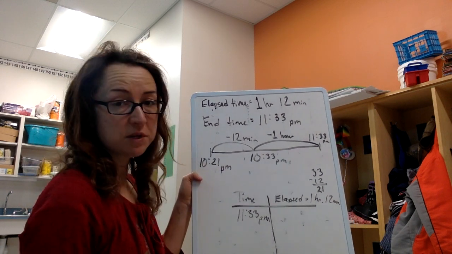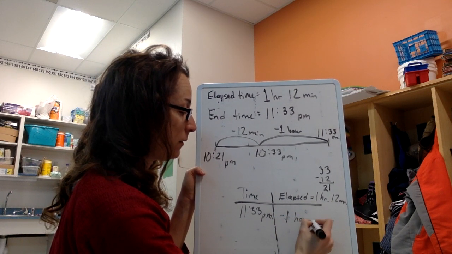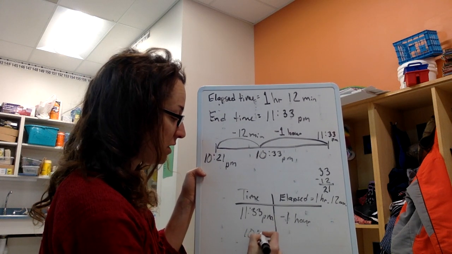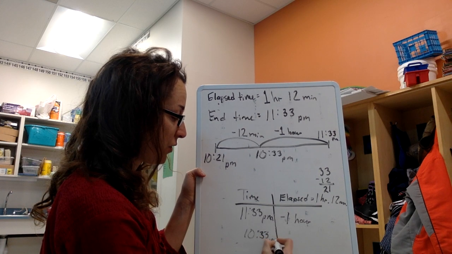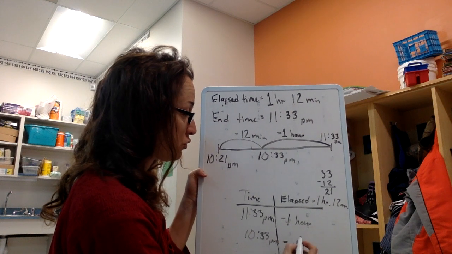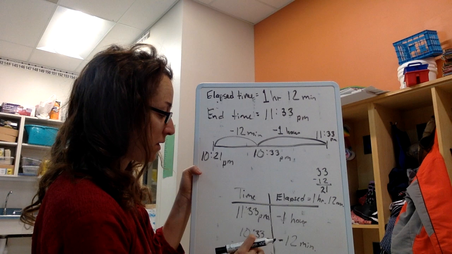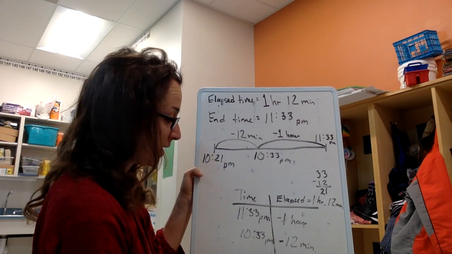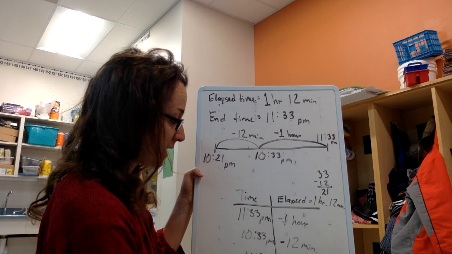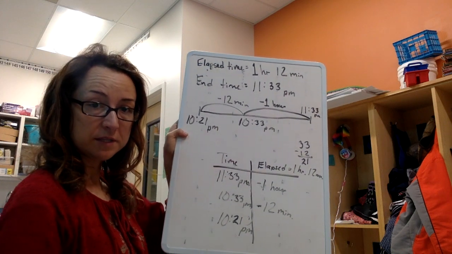So first I'm going to focus on my hour. I'm going to say minus 1 hour. I'm going to think about that and I'm going to subtract. I have a new time of 10:33 p.m. because I've just focused on that hour. Now I'm going to subtract 12 minutes. And I'm going to subtract just from my minutes right here. And I can discover that my start time is 10:21 p.m. Make sure you can see that.